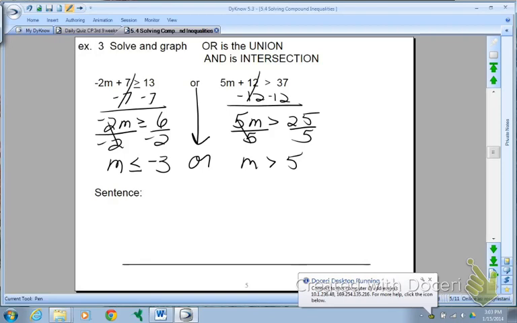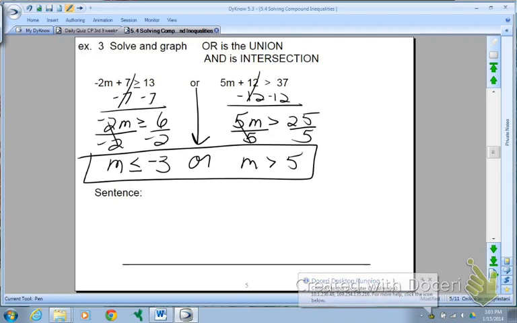Now, when we have an or, we do not put it in a combined inequality like we did with the and. We cannot do that. This is the answer. Do not try to put it in a combined inequality where we put the variable in the middle and less than signs on both sides. It will not work. Let's graph it before we write the sentence.